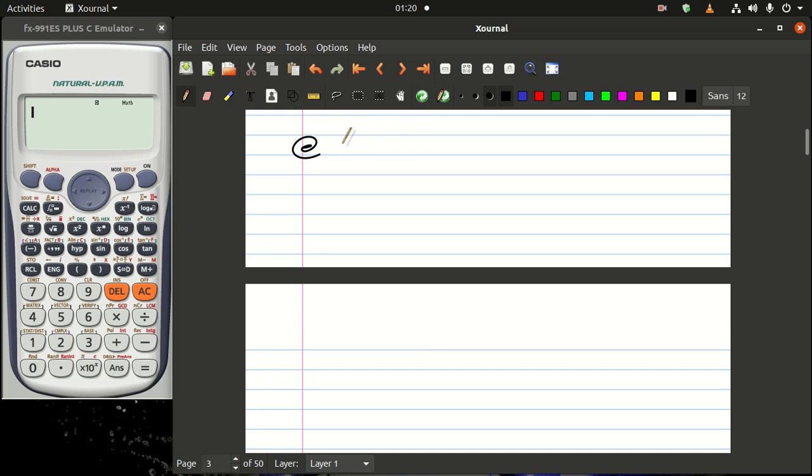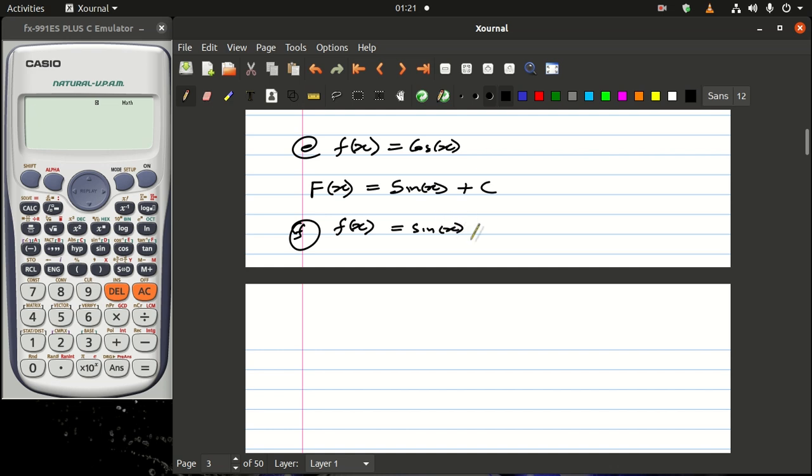Number E is saying we have f of x equal to cosine of x. So what is the function such that when I take its derivative I get that? We know that the derivative of sine is cos, so the antiderivative of that is going to be sine of x plus some constant. That's how easy this thing is. And then we have our f, and our f of x is equal to sine of x.